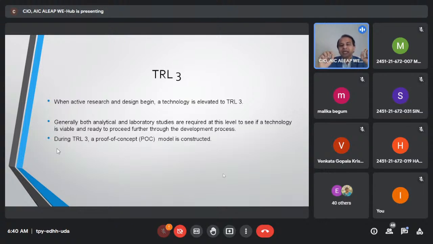Then you can mention that I am at TRL3 stage. I have done some preliminary study, and I have the proof of concept model available with me. At laboratory scale, I have done the experiment. At laboratory scale, my product is ready. You cannot yet use the word product, but you can say laboratory scale TRL3.